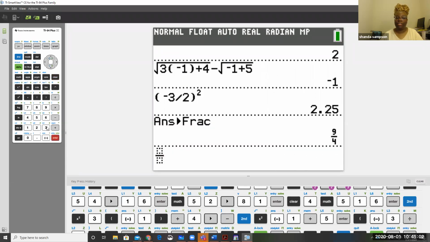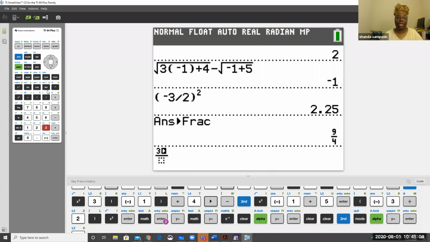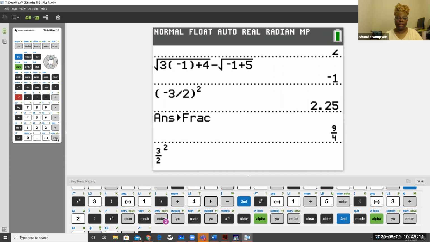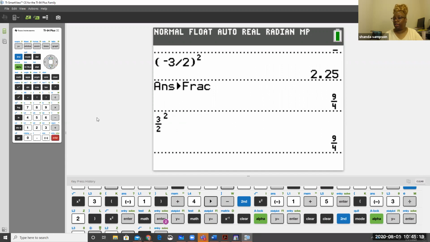So if you can do this, then you can do 3 over 2, negative 3 over 2, but it's going to be positive, so I'm not going to do it right now. And then you can square that, and then you're going to get 9 over 4. Either way, all right, so 9 over 4.